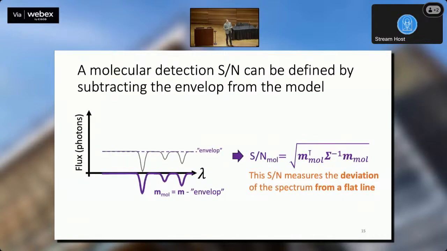And you can also modify it to estimate signal-to-noise ratio for specific molecules. And you can do that, I think, pretty easily by just subtracting the envelope of your spectrum. And now what you're doing is measuring how much your spectrum deviates from a flat line. And I think that's what detecting a molecule is: just detecting how much it deviates from a flat line.